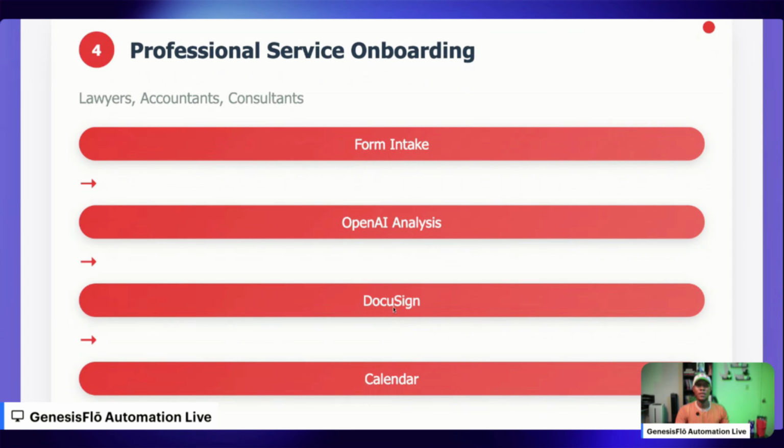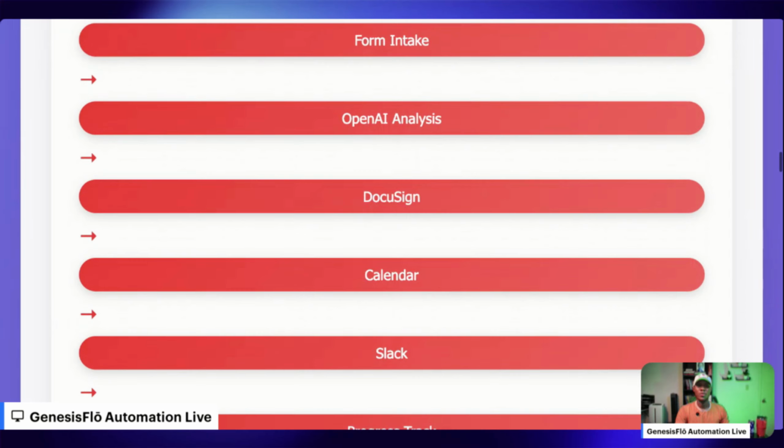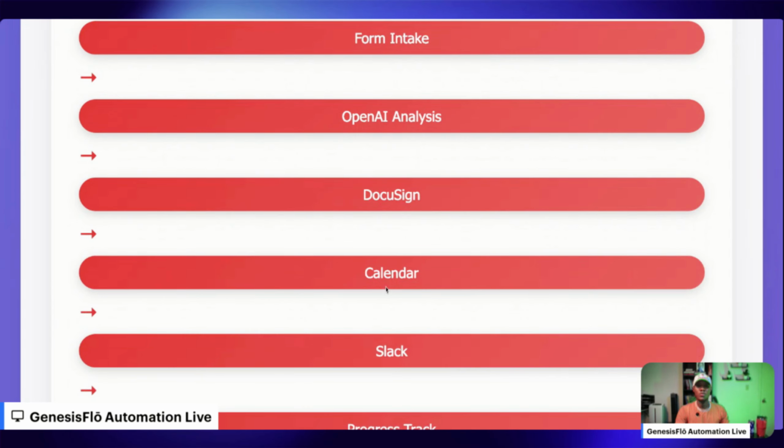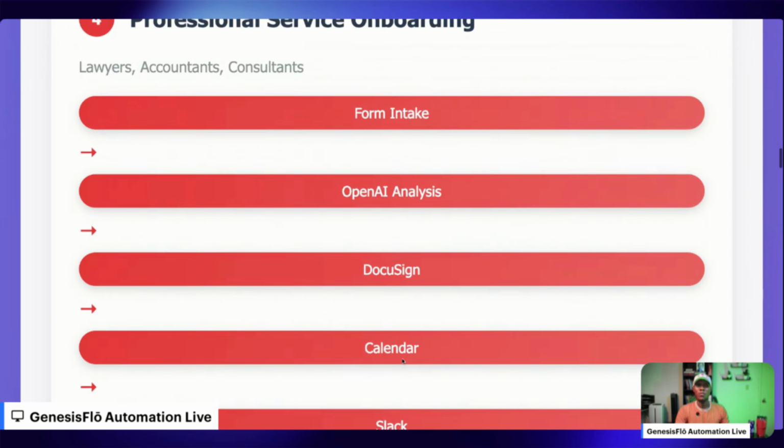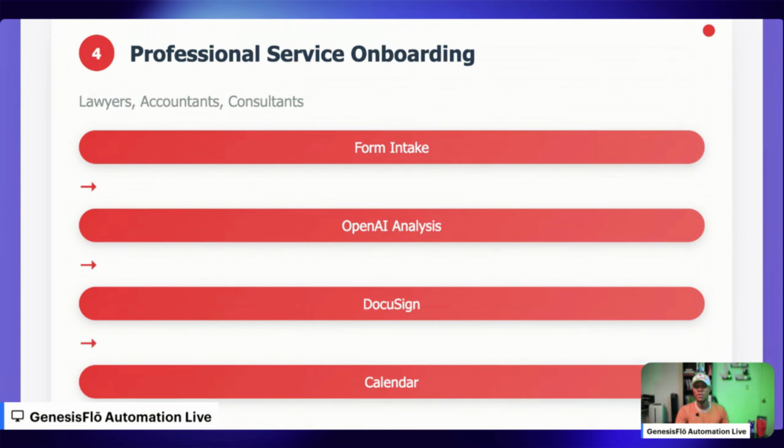a document for them to be able to sign, which will be like a proposal to them. And then we will create a calendar event. We will put the event on the calendar and set a date and everything, send you a Slack notification, and store their information to be able to keep progress and track them all at once. All of this can be automated so that you don't have to do any of that. And that's what I'm going to show you how to build in this automation tutorial.